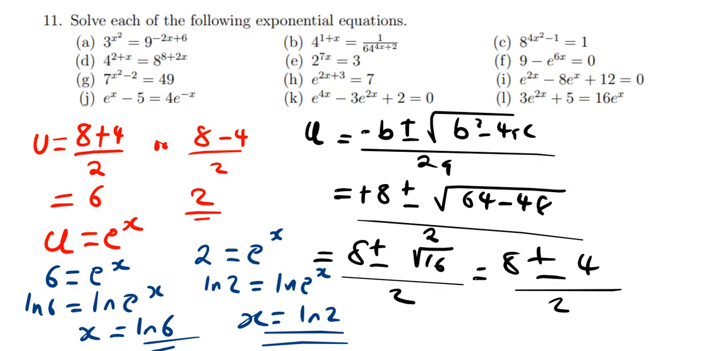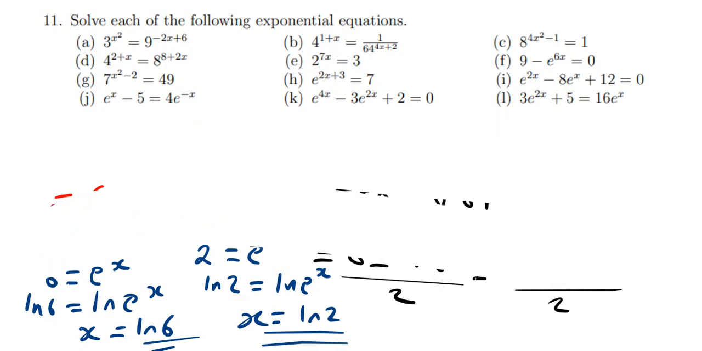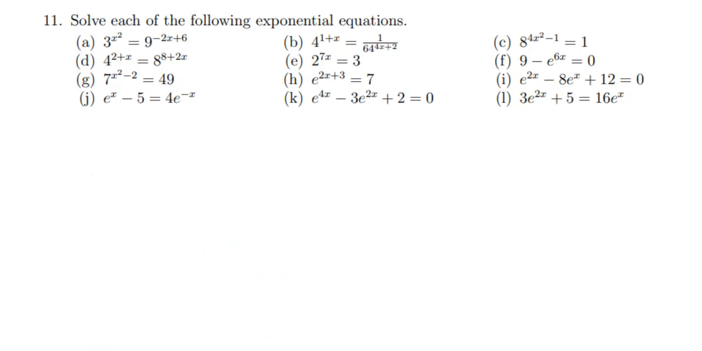Okay, we've solved a lot of questions. Not bad for us. Maybe let's solve the last one. Let's say we can also solve k. K, we are saying it is e to the power 4x minus 3 e to the power 2x plus 2 is equal to 0.